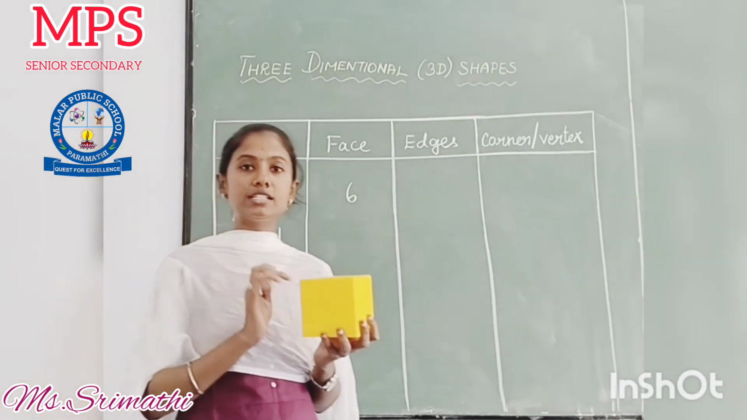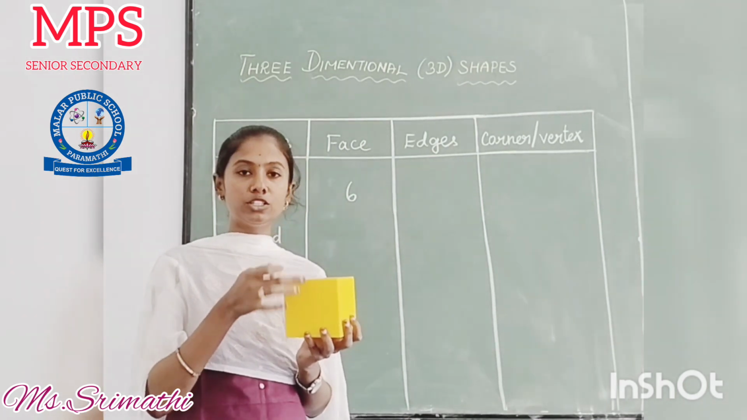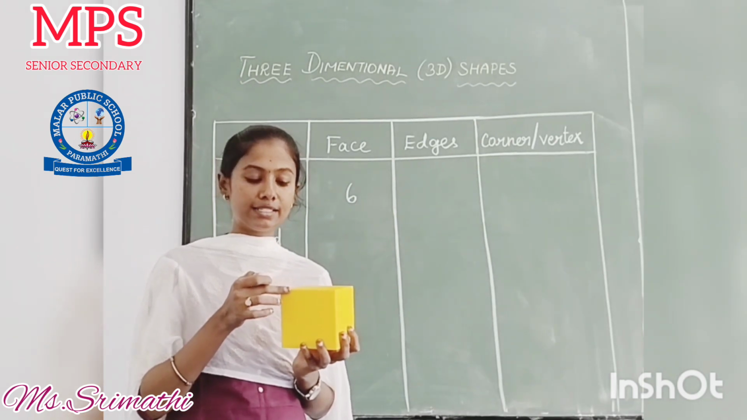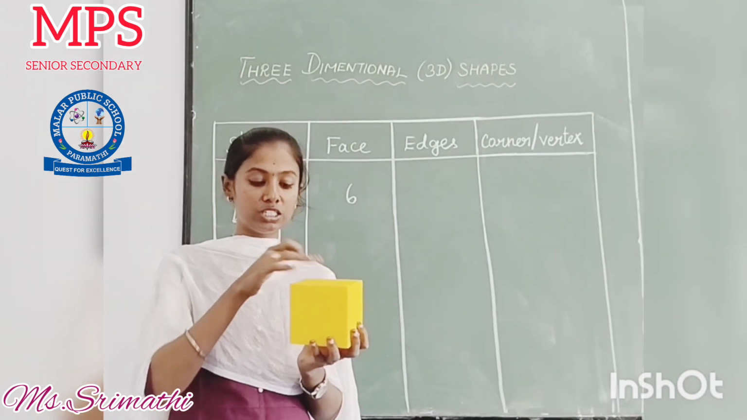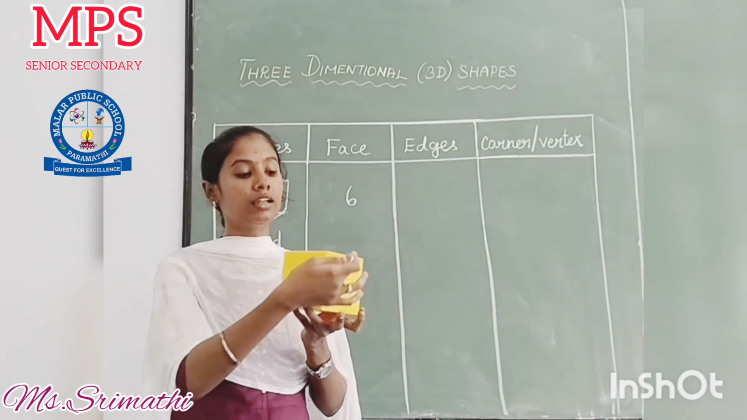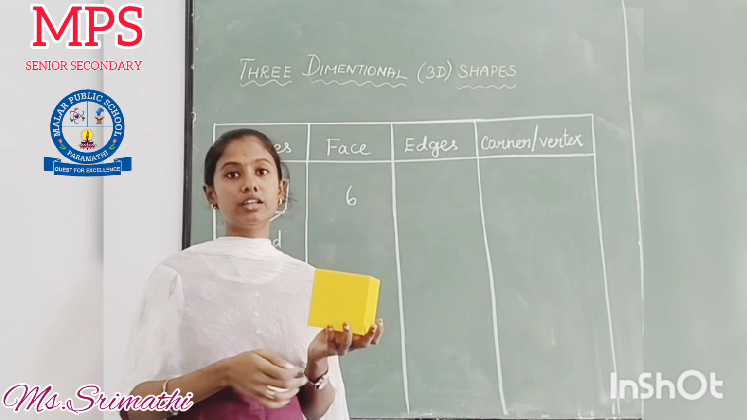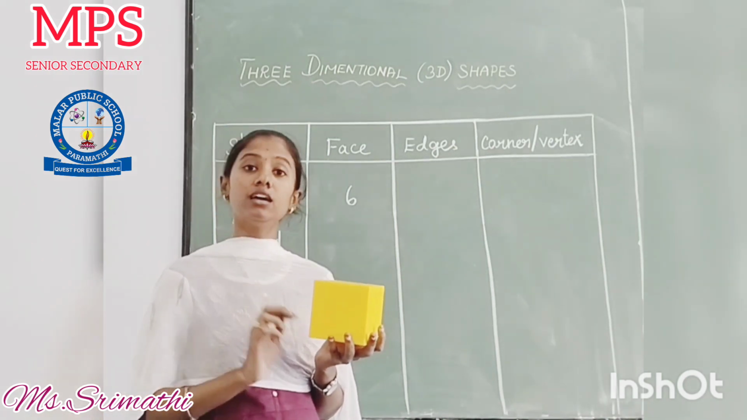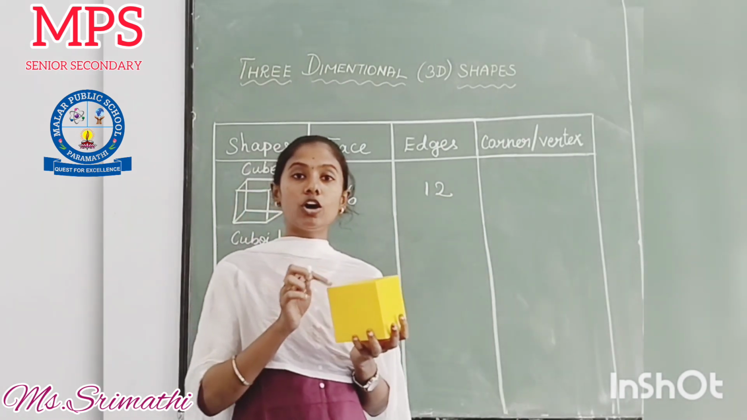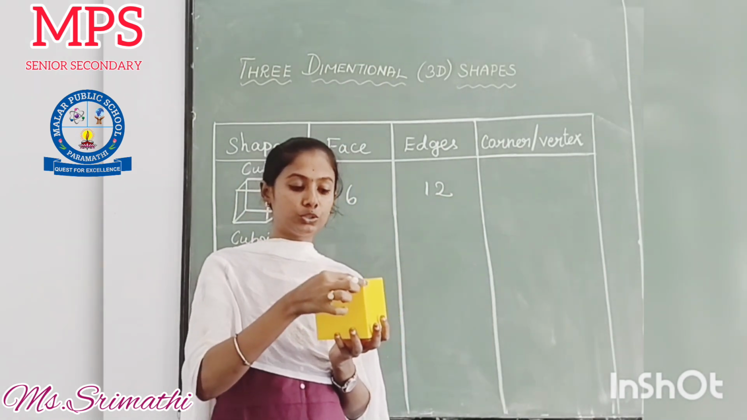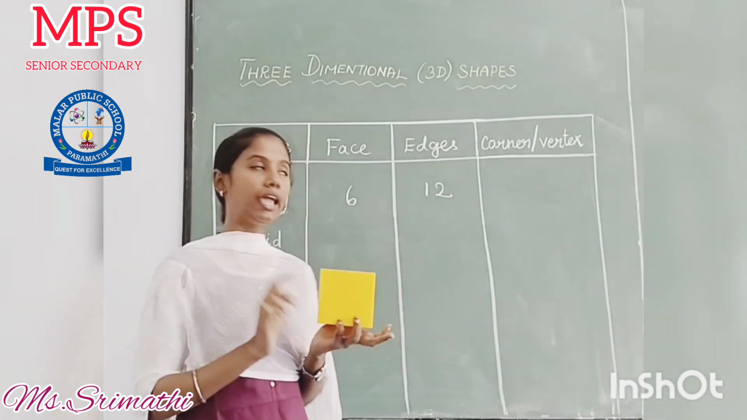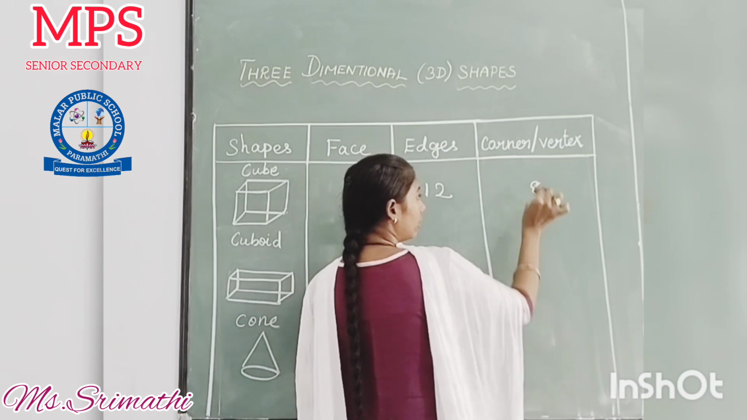Now, edges. What is meant by edges? The line segment between the two faces is called an edge. Now, we will count the edges: 1, 2, 3, 4, 5, 6, 7, 8, 9, 10, 11 and 12. So, there are 12 edges in a cube. How many corners are there in a cube? 1, 2, 3, 4, 5, 6, 7, 8. There are 8 corners in a cube.